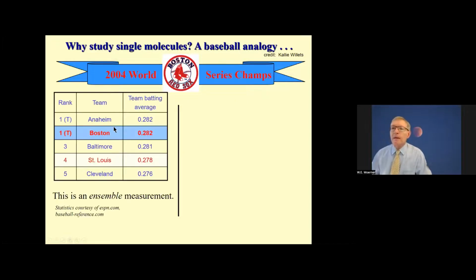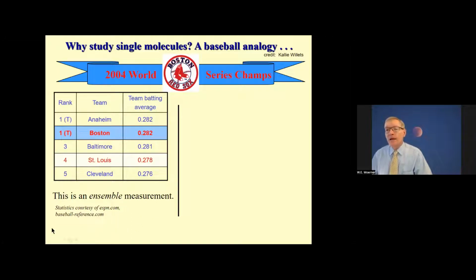When you think about batting, hitting the baseball, the different teams have team batting averages. And Boston had a pretty good team batting average before this World Series. But it's important to remember that this is an ensemble measurement. The ensemble measurement is an average over all members of the ensemble. So we call the team the ensemble.